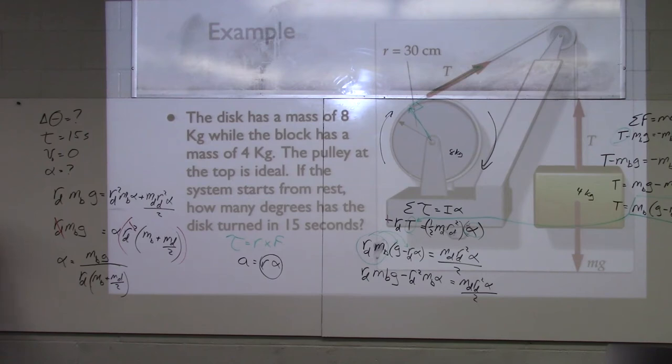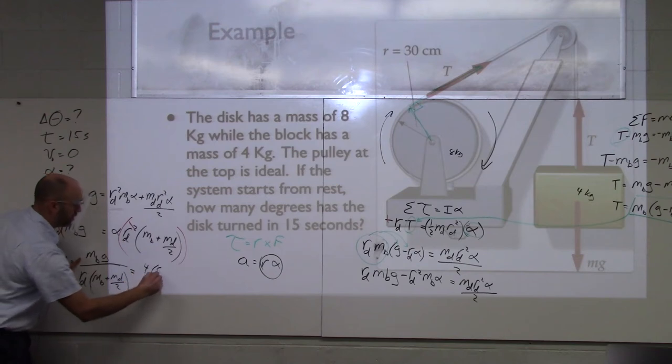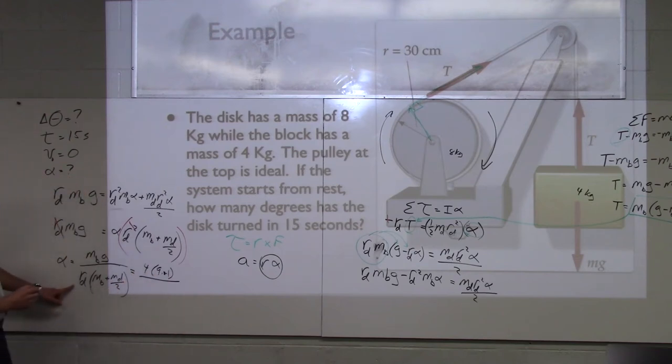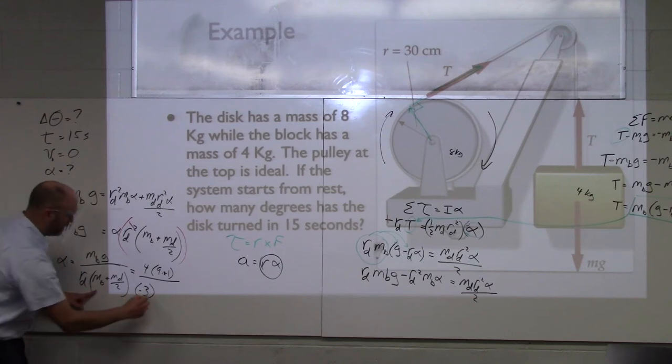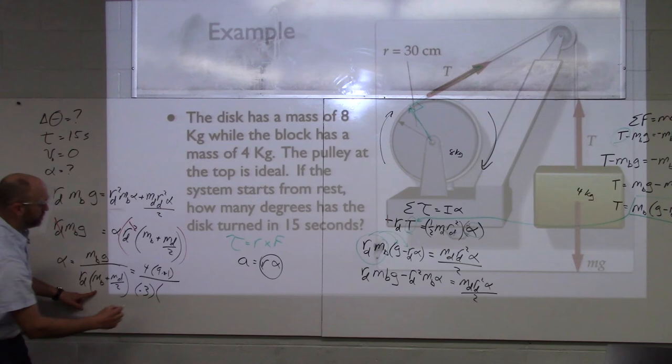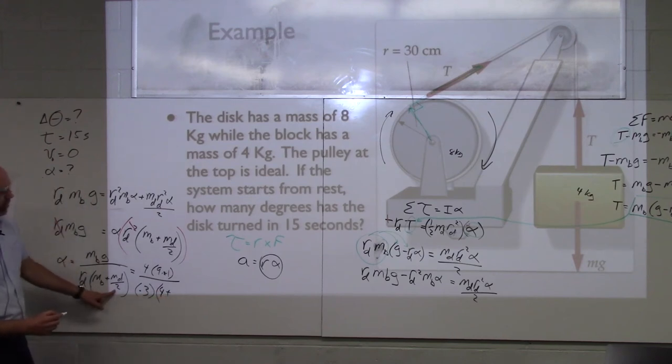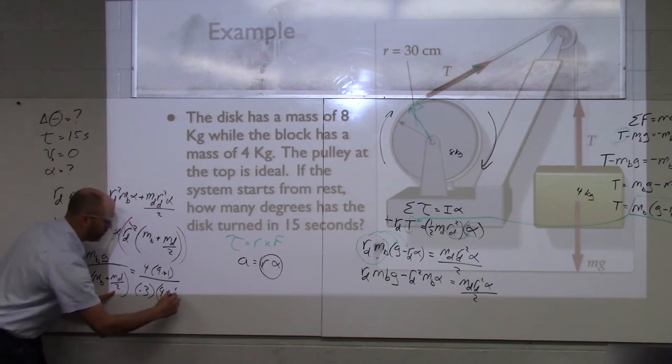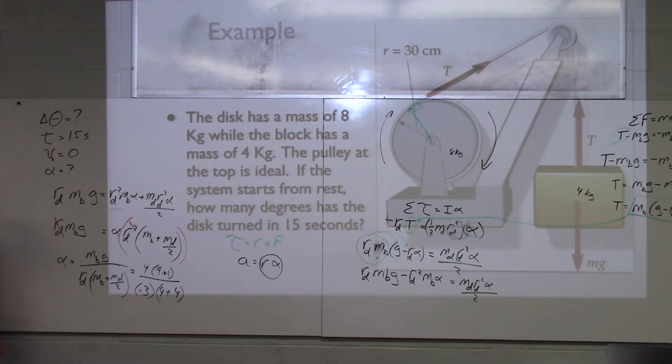Okay. Well, those are just numbers. We can plug all that stuff in, right? Mass of the block, that was 4. Gravity is 9.81. Divided by radius of the disk, 30 centimeters, that's 0.3, times mass of the block, which is 4, plus mass of the disk over 2. Well, that's 8 divided by 2, so that's 4 also. There we go. You'll punch that out. Let me know what you get.